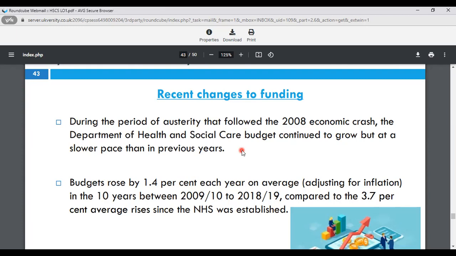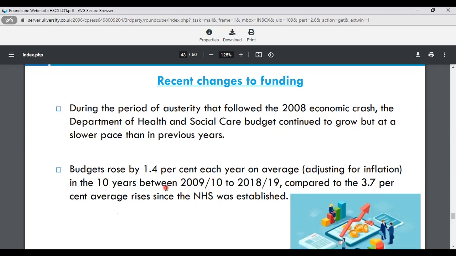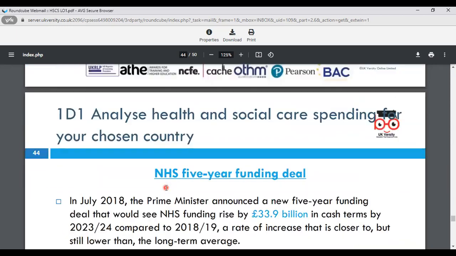So the budgets rose by 1.4% each year on average, adjusting for inflation, in the 10 years between 2009-10 and 2018-19, compared to 3.7% rise since the NHS was established. So this 3.7 was high compared to just this budget that was rising every year. So that was also a setback for the economics within the country.